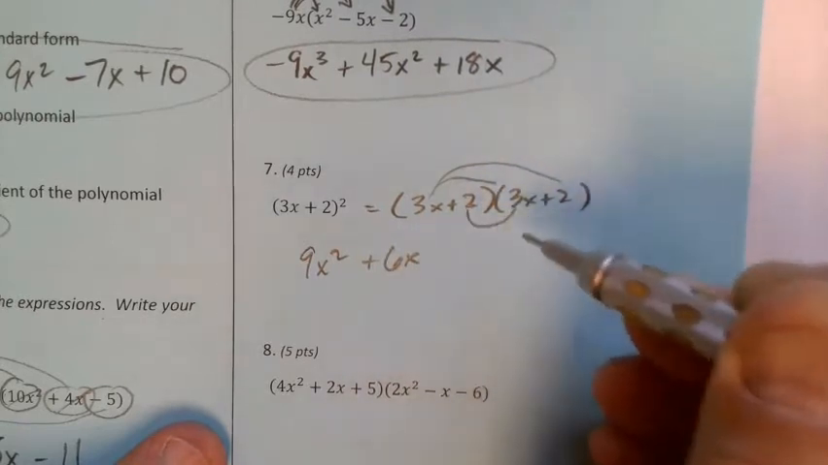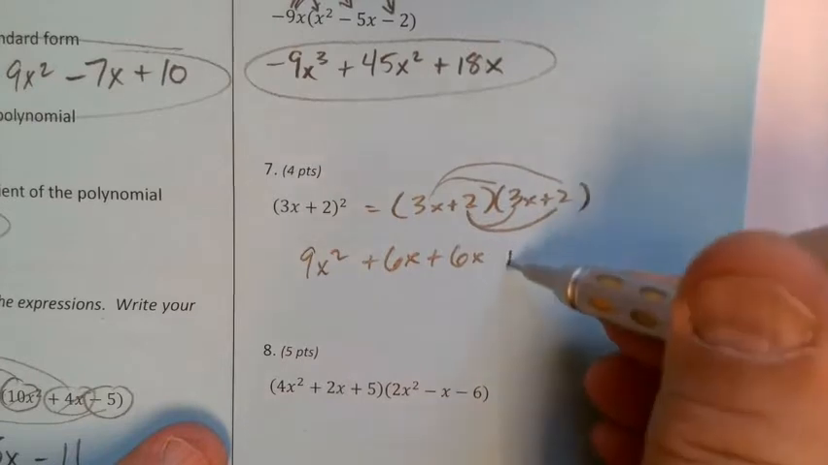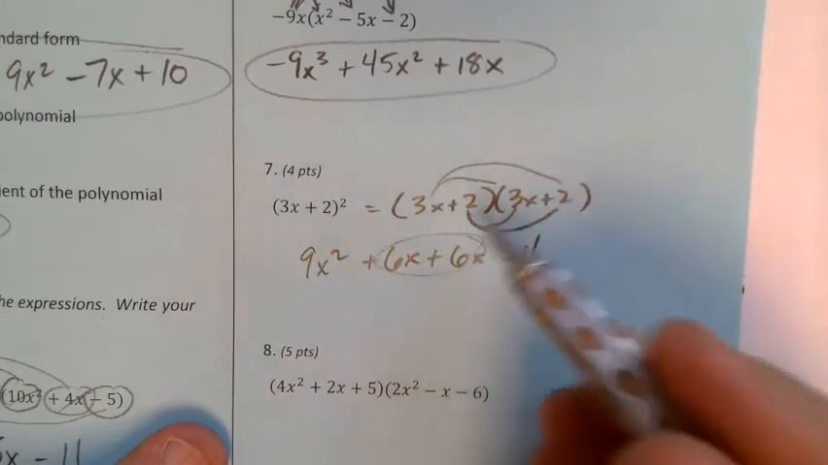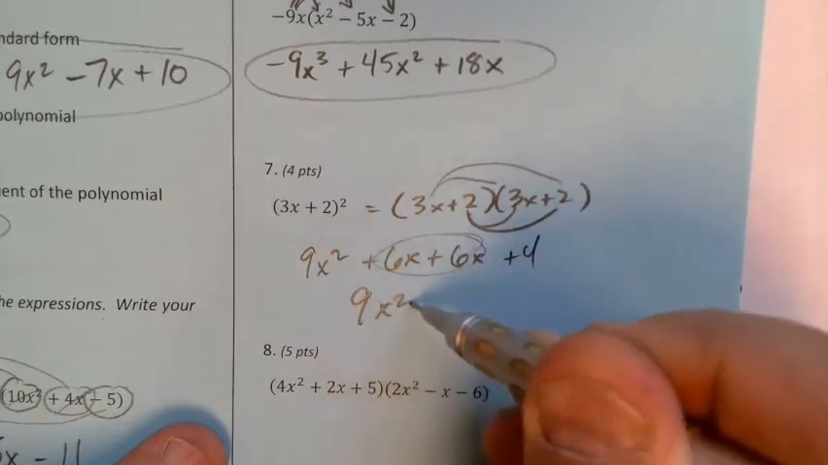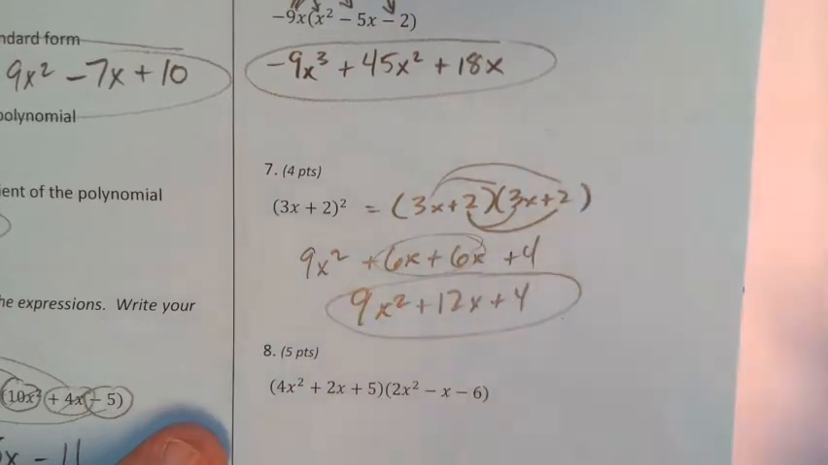And then I have to distribute this. 2 times 3x is positive 6x. 2 times 2 is positive 4. These are alike. And so I have 9x squared plus 12x plus 4. Cool.